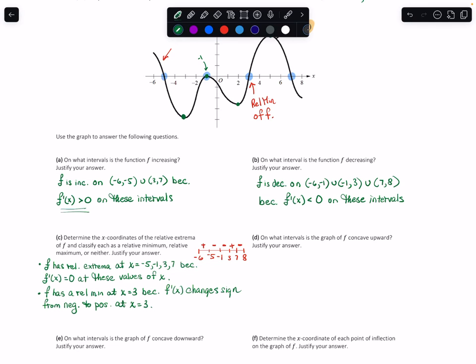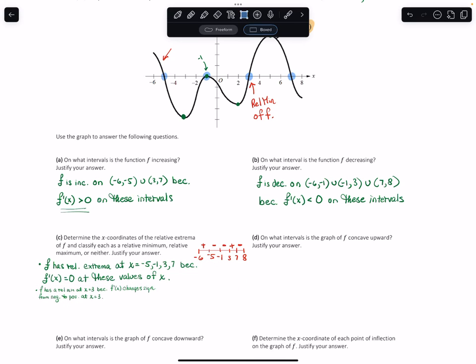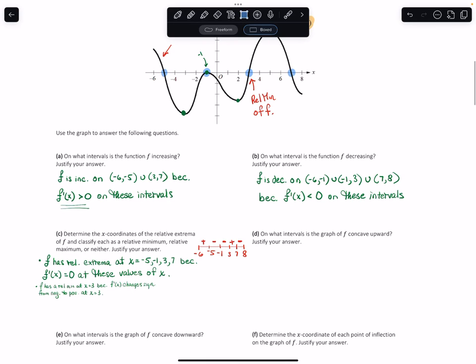Maybe we'll go looking for relative maxes now. So, sorry, I guess I could just shrink this and make some room. Okay, what about relative maxes? So we need to see where the signs of the derivative are now changing from positive to negative. That happens here, and that happens here. So over here at -5, f has a relative max.